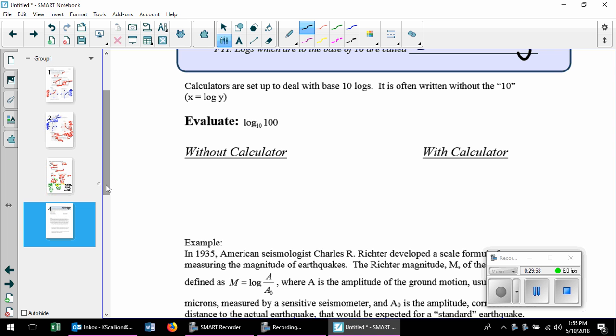Okay, so let's evaluate with the calculator, base 10. You cannot solve base 2 logs in your calculator. When you see that log button in your calculator, it's a base 10 log. I know there's a way to do it. I know how to do this, and it is super helpful, but we're not there yet.